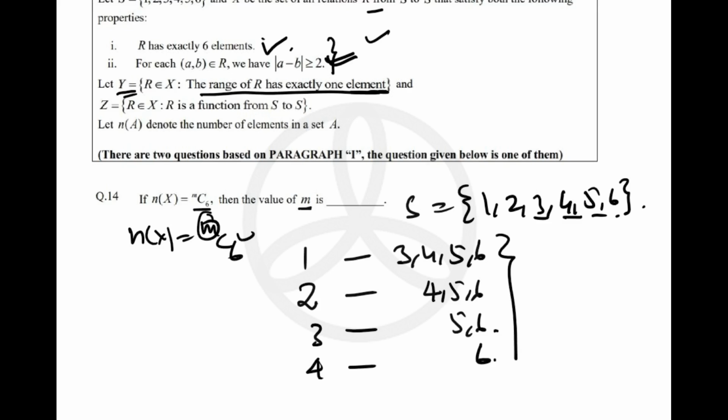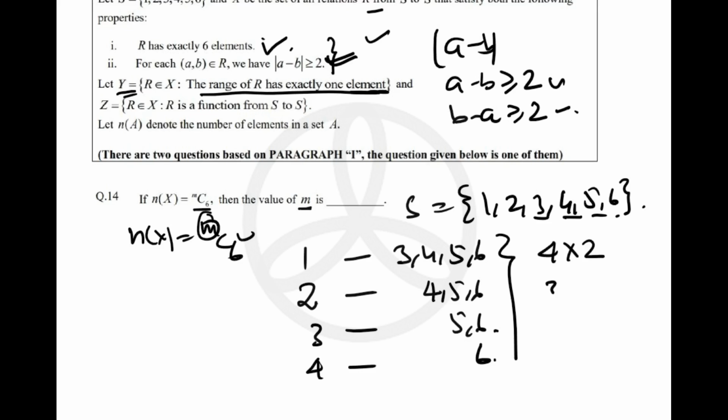Now, since this is given in absolute value, there will be two conditions. One is a minus b greater than or equal to 2, or second, b minus a greater than or equal to 2, which means this will actually reverse in one case. The number of possibilities will become 4 to 2 here, 3 to 2 here, 2 to 2 here, and 1 to 2 here.